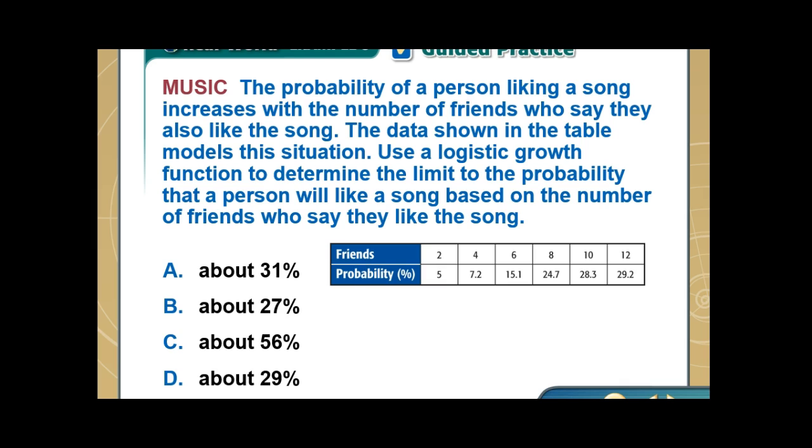So now go ahead and see if you can generate your own logistic growth graph based on this function here and figure out the limit of the probability of friends who say they would like to solve.